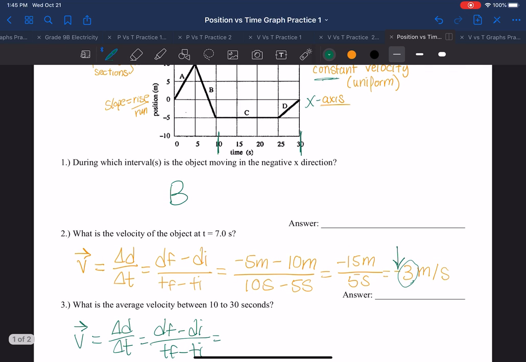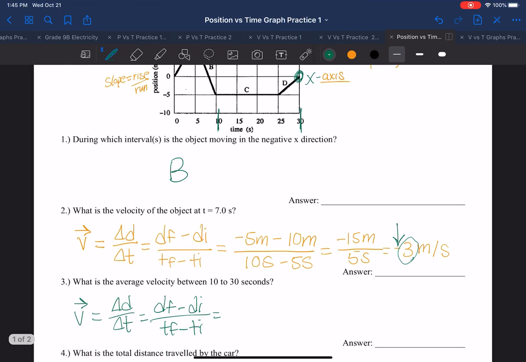So df, at the final time here, we're at a position of 0 meters, minus the initial position, which was at -5 meters, over a time final of 30 seconds, which was given to us, minus the time initially at 10 seconds. Here you see a minus multiplying by this minus value of 5. So this actually changes into an addition, okay?